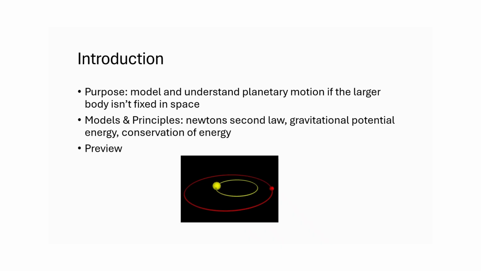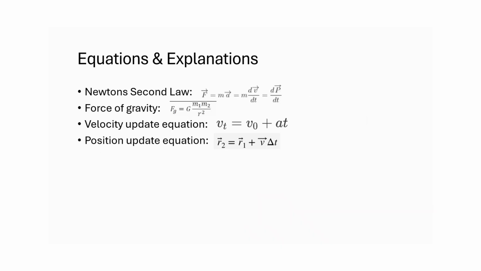You can see two objects, and they're both orbiting each other. So here are some equations that I used. There's Newton's second law for calculating forces, and then there's also the force of gravity, which is the main force being used here by the planets, causing them to accelerate. And then there's the velocity update equation, which was used to see the velocity at different times in the code, and the same can be said for the position update equations used to see the update in position.